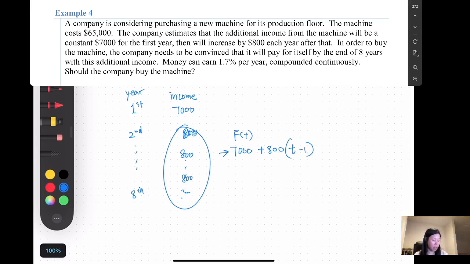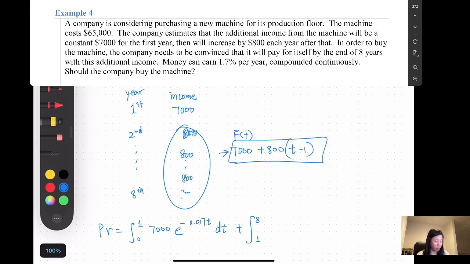So the present value has two parts. The first part is from year 0 to the end of the first year, which is the integral of 7,000 e to the negative 0.017 t dt, plus the second part, which is from the end of the first year to the 8th year, and the income function is going to be a linear function, 7,000 plus 800 times (t minus 1), this whole part times e to the negative 0.017t dt.